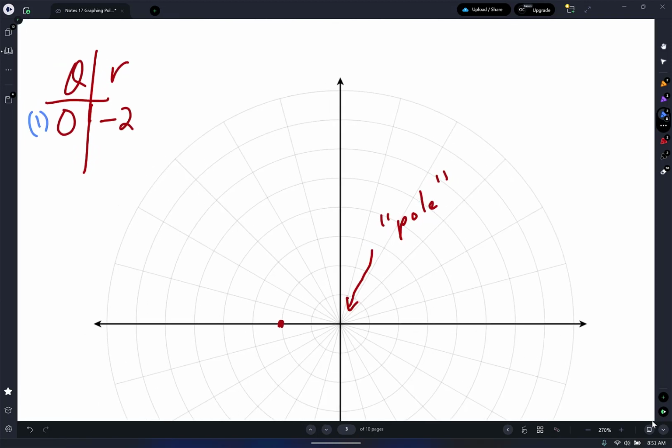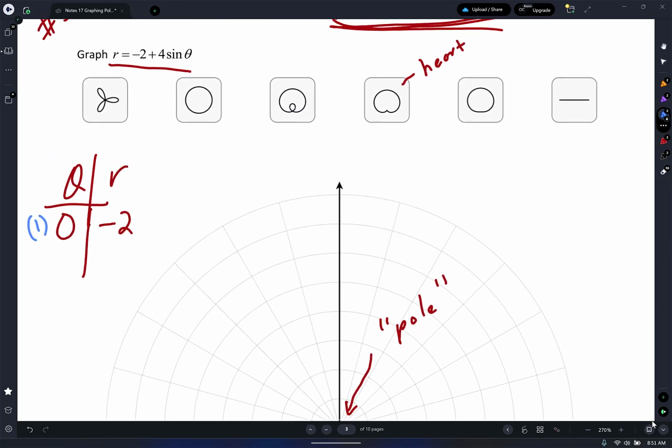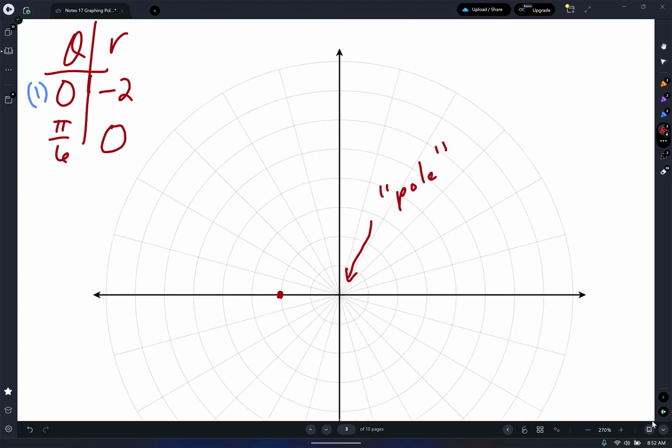Cool or not cool? All right. The next value I want to put, I'm trying to put perfect values on this. It's a sine, so I'm going to put pi over 6. Sine of pi over 6 is a half. What's half of 4? 2. -2 plus 2? Yeah, you can say it. 0. So I'm at the pole.